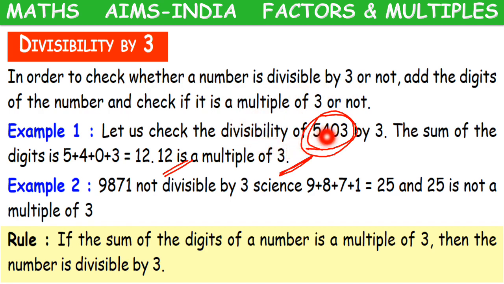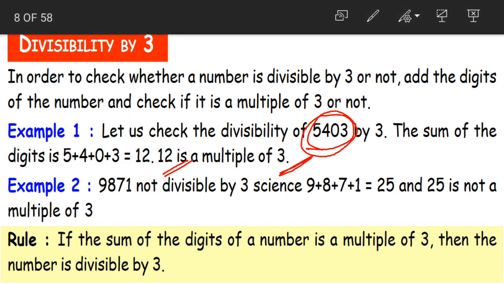We should add all the digits of the number. Say 5 plus 4 plus 0 plus 3. When we added, the sum is 12. Yes, the sum is 12. Now we need to check whether this 12 is a multiple of 3 or not. Now what are the multiples of 3? 3, 6, 9, 12, 15, 18. Yes, these are all the multiples of 3.